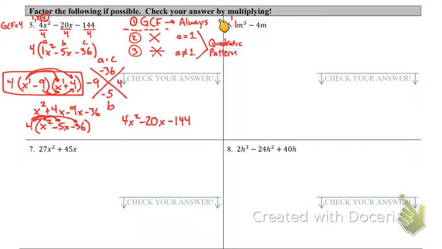So we know number GCF doesn't work, but we've got to then check, do I have a variable GCF? How do I check for variable? In this case, we have two terms.